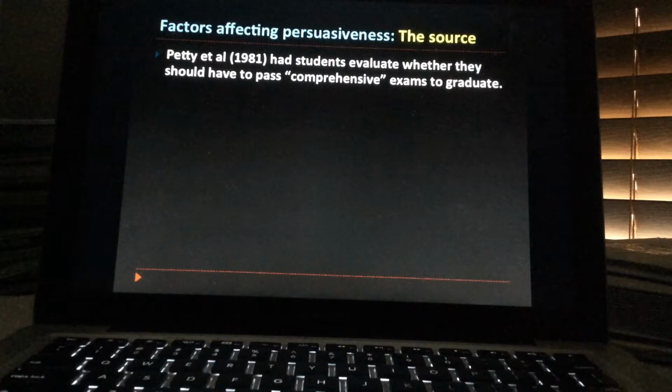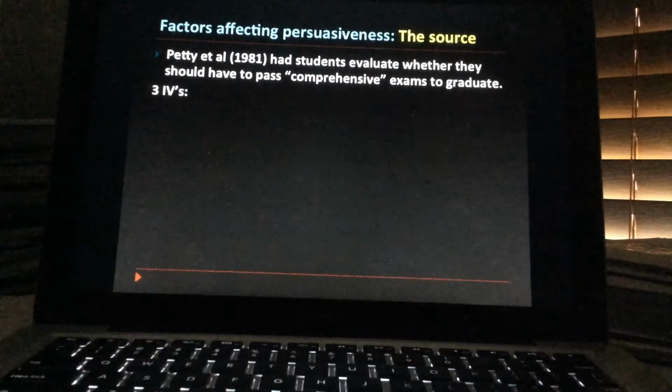Okay, so a little bit of evidence for the dual route to persuasion. Petty and colleagues had some students evaluate whether they should have to pass what we call a comprehensive exam to graduate. So you could imagine that in the case of your degree, let's say you're doing a Bachelor of Psychology, you do 24 units of your undergraduate degree, and then technically you've completed the requirements. But if we then said, okay, now you also have to do a Bachelor of Psychology final comprehensive exam before you can graduate, which would evaluate all of the knowledge from all 24 units in one hit. That's the idea of what this is talking about.